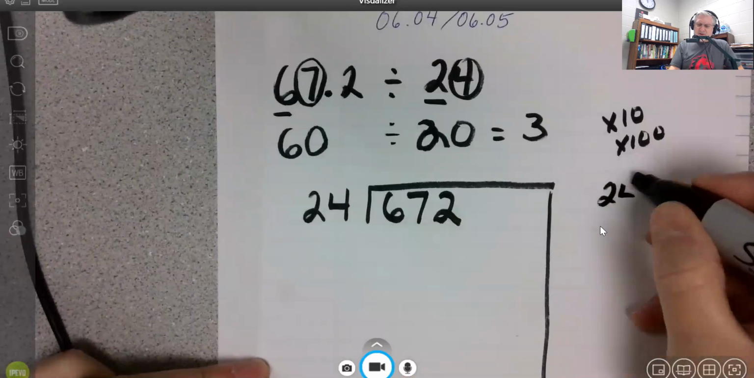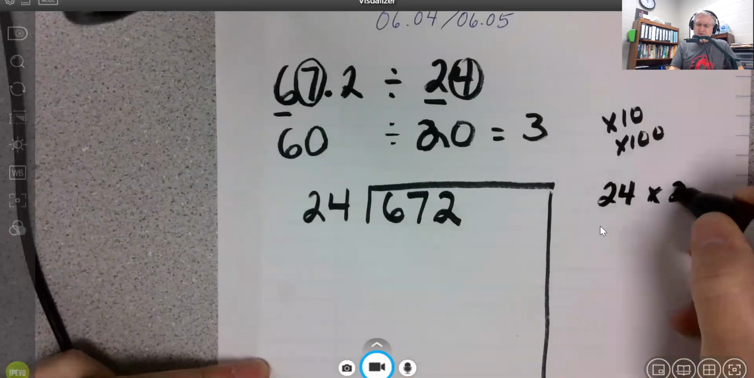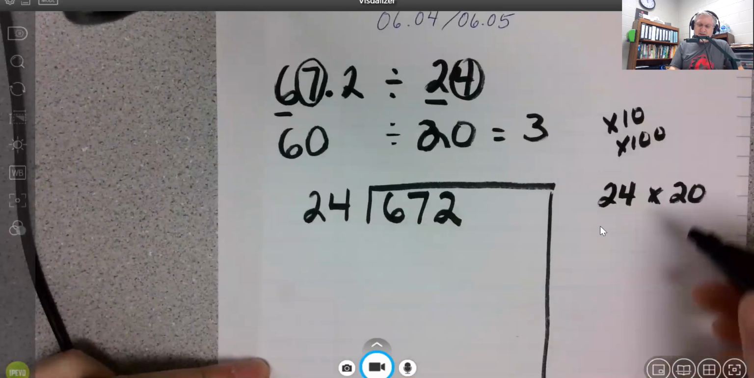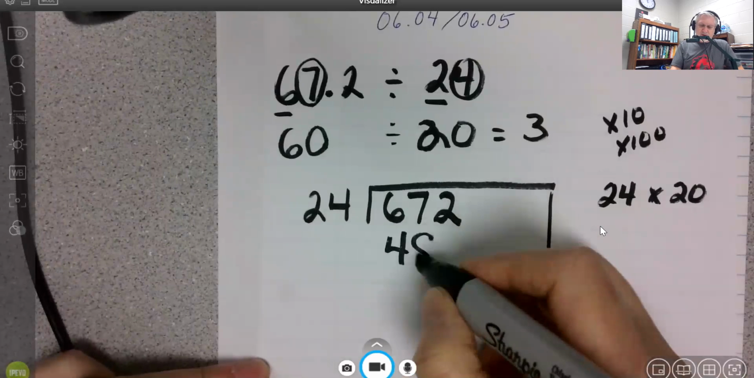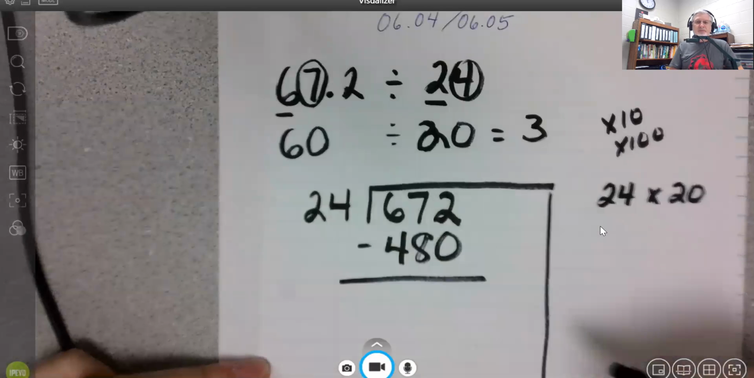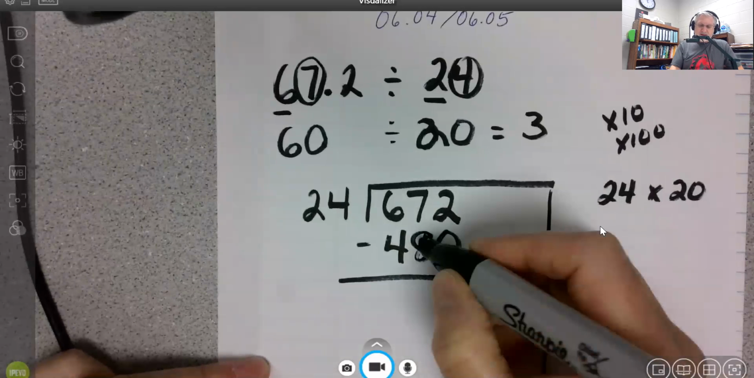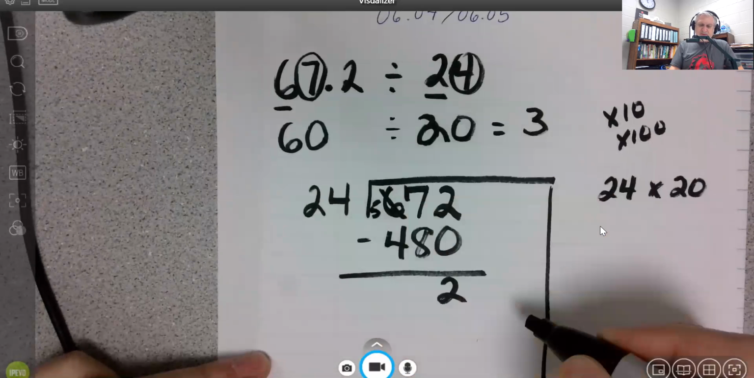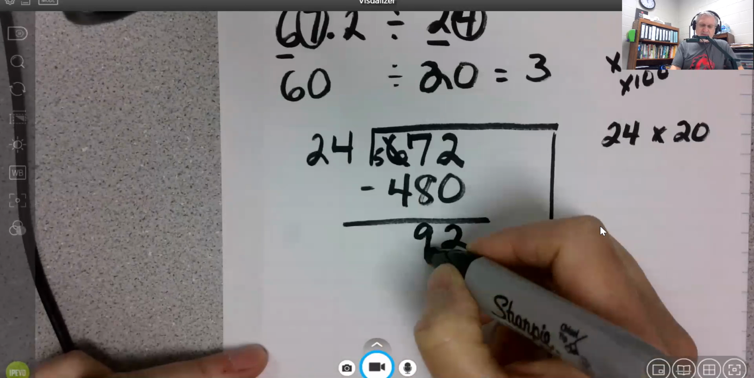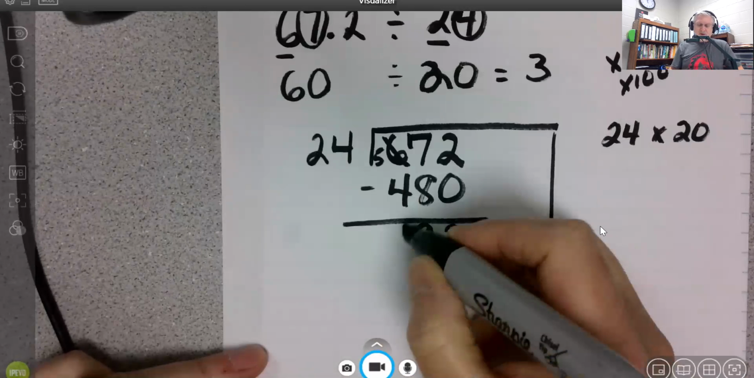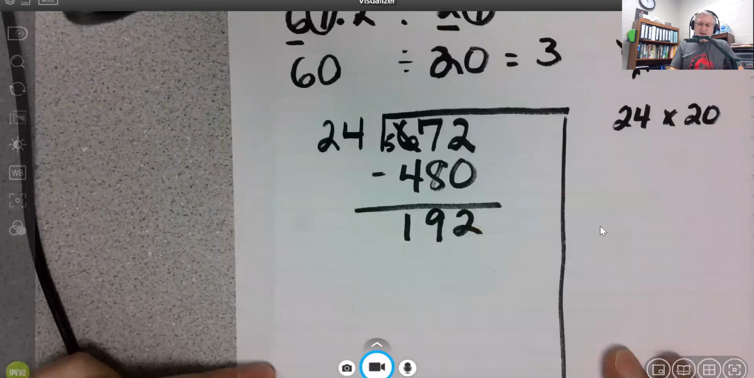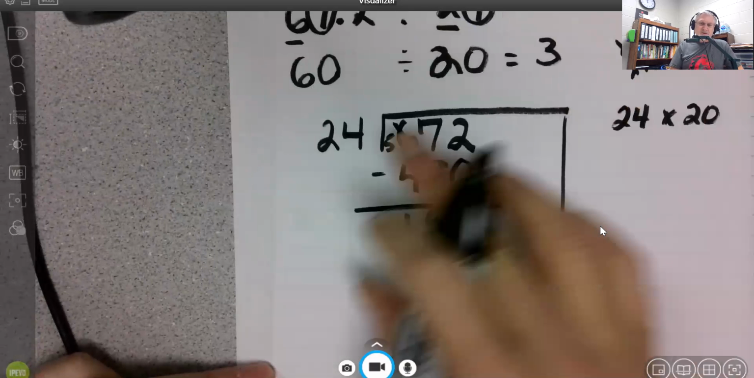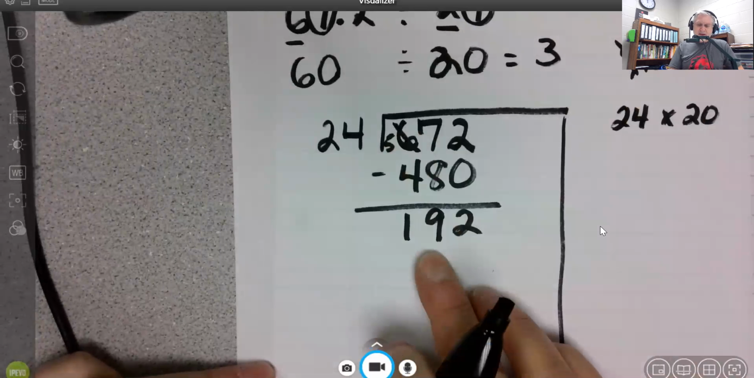So in this case, I'm going to try 24 times 20. So 2 times 24 is 48, plus my 0 is actually 480. Okay. Subtract 2, 8 from 7 I can't do, so I have to regroup. 17 minus 8 is 9, and 5 minus 4 is 1. So now I have 192. Can I do 10 groups? Well, 10 times 24 is 240, so it's a little too big.